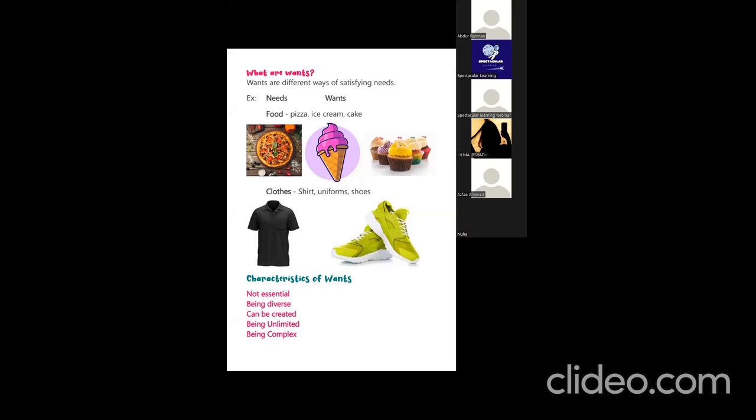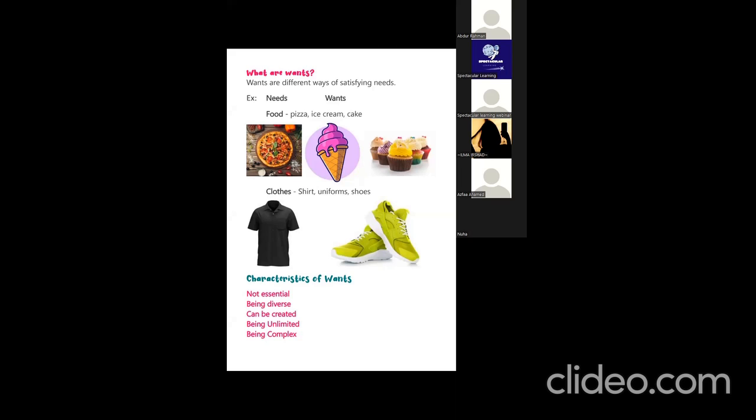So let's move on to the characteristics of wants. The characteristic of a want is that it is not essential. A particular want is not essential. For example, when you say food, there is pizza. That is not essential for you. You can satisfy your hunger by eating some other food. It is not compulsory that you have to eat a slice of pizza.